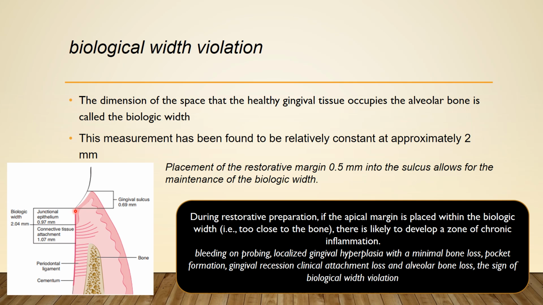And if it progresses, it can lead to pocket formation, gingival recession, clinical attachment loss, and alveolar bone loss. These are the signs of a biological width violation. This space will be maintained by the loss of bone. So that is the result of biological width violation.